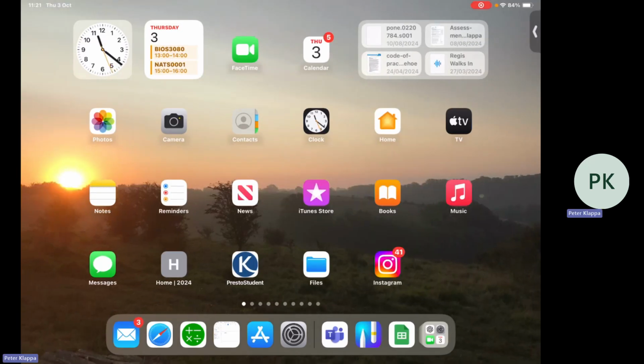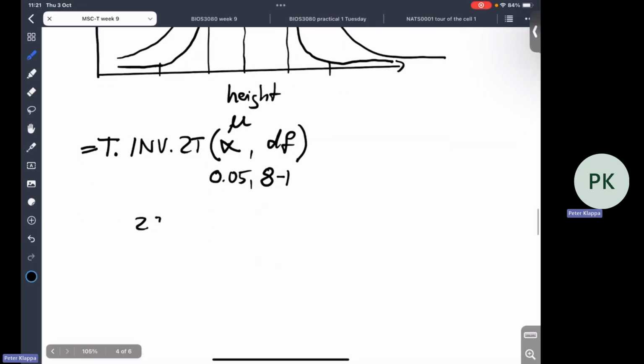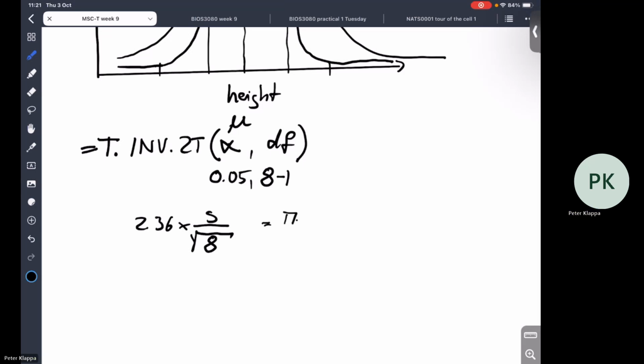And now, in theory, we could calculate that. We could put that in and calculate 2.36 times S over square root. We had 8 observations. That would be square root 8. And the S we could calculate. That would be our margin of error. And you could easily do that in Excel.